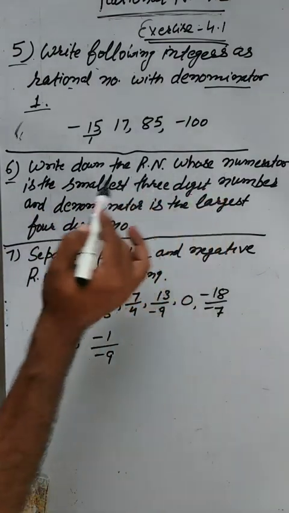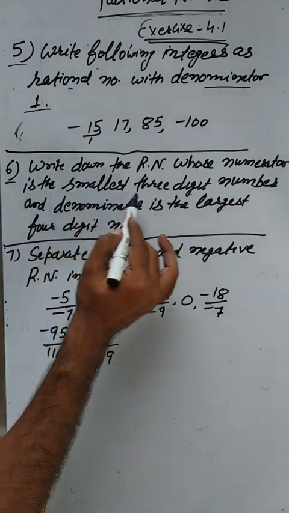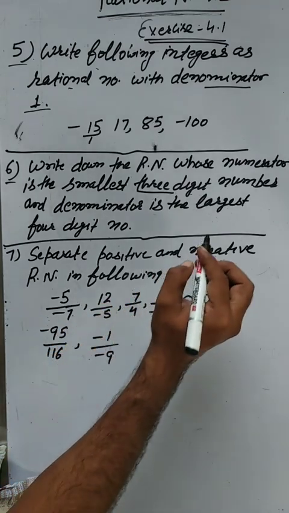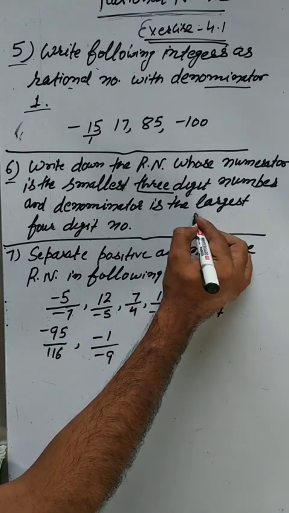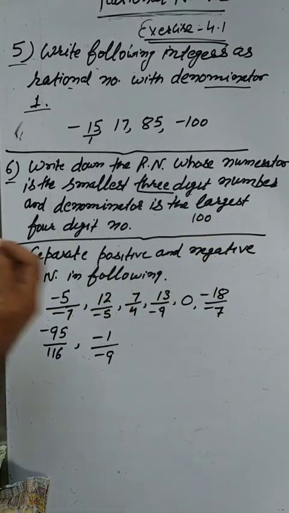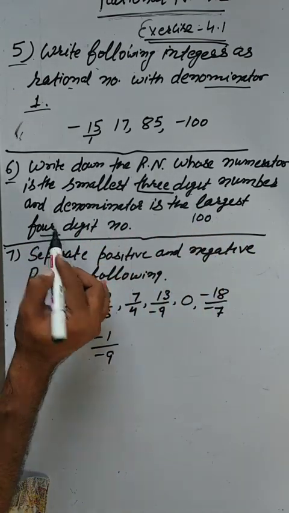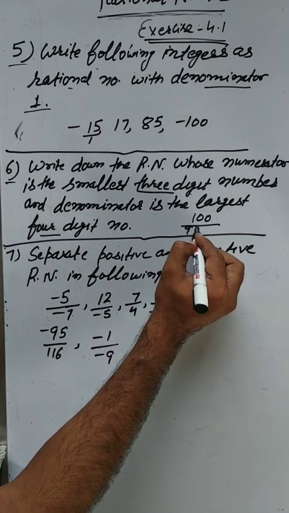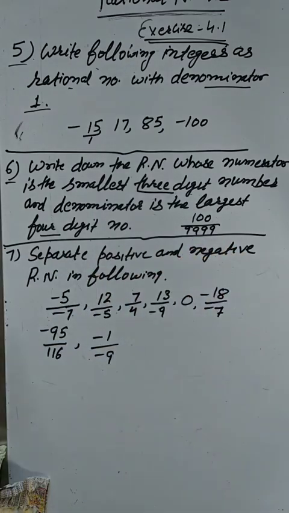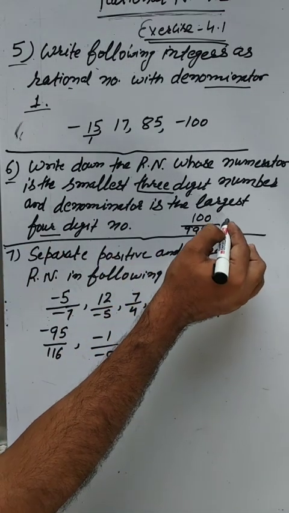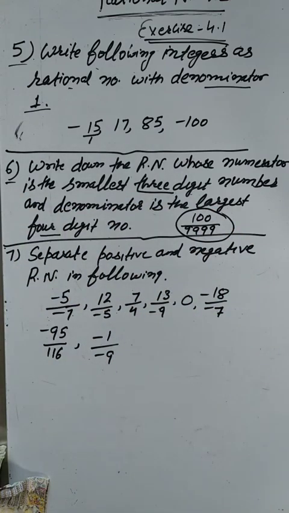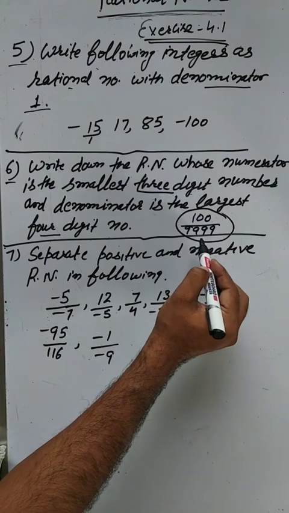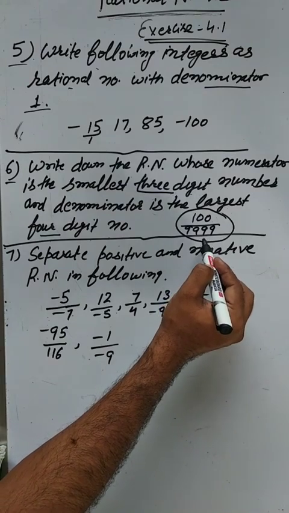Sixth question. Write down the rational number whose numerator is the smallest 3-digit number. Beta, you know which is the smallest 3-digit number? It is 100. And denominator is the largest 4-digit number. And the largest 4-digit number is 9,999. Understood, beta? Clearly? It will be 100 upon 9,999. Clear?